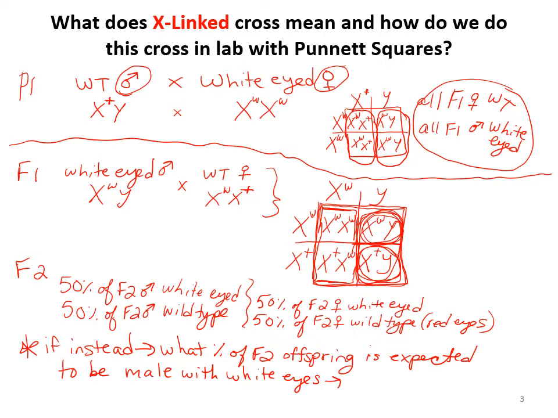Well, you'd look at all 4 of those squares, and how many out of 4 are males with white eyes? Only one of those squares, right over there. Only one of those squares is male with white eyes. So 1 out of 4, which is 25%. Or we can say 1 out of 4.